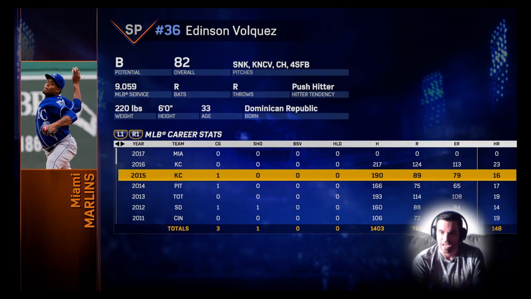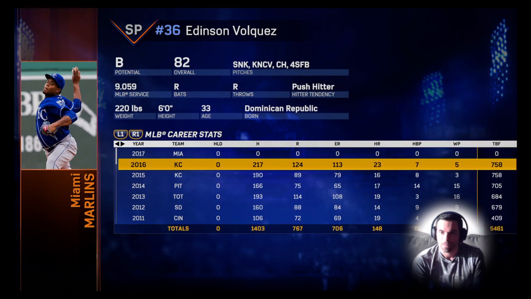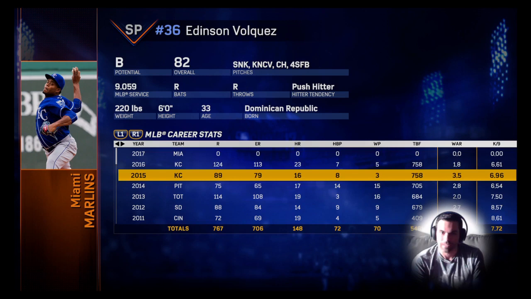He did give up a few more home runs in fewer innings. Again, some of that's just luck, like facing better hitters in certain games, things like that. You can see the difference in WAR based on stats. Same amount of innings pitched, but he almost doubled his WAR.